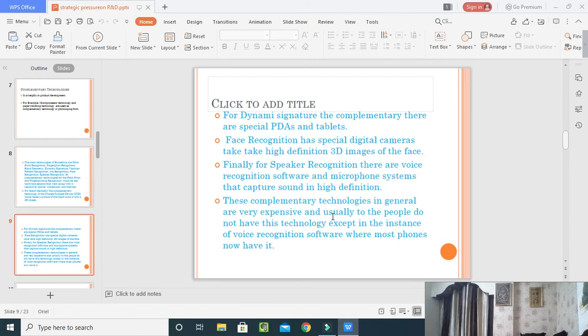Finally, for speaker recognition, there are voice recognition software and microphone systems that capture sound in high definition. This complementary technology in general is very expensive, and usually people do not have it, except in the case of voice recognition software, which most phones now have. People are utilizing these technologies even though they are very expensive in the market. But this technology is useful for security purposes in the organization, working towards the software as well as the hardware within the phone, mobile, or the system.